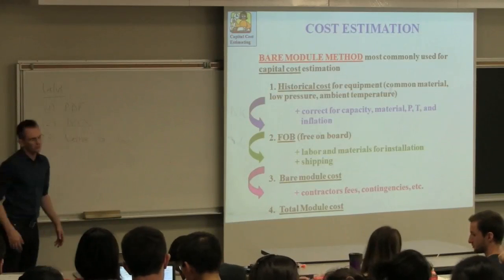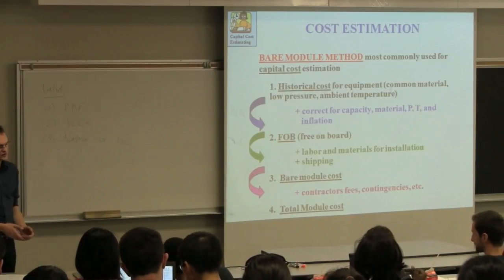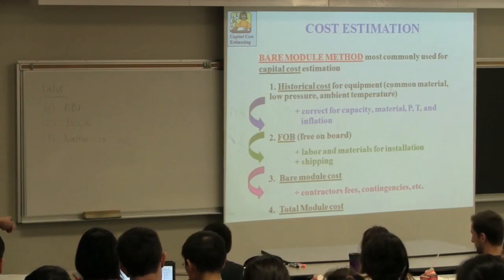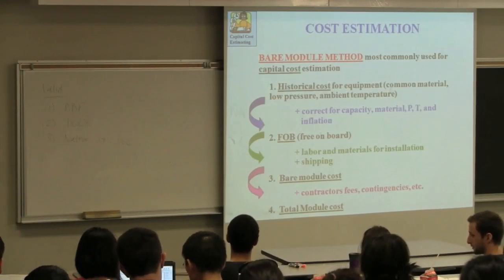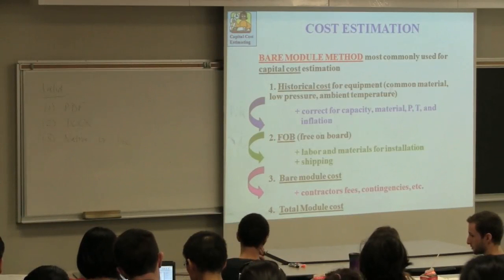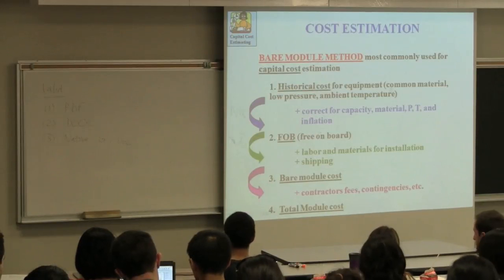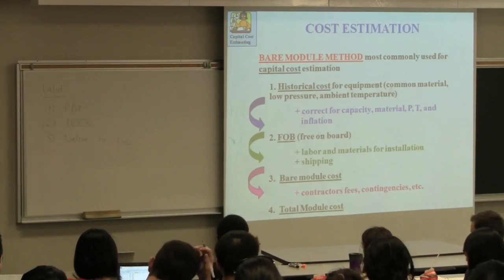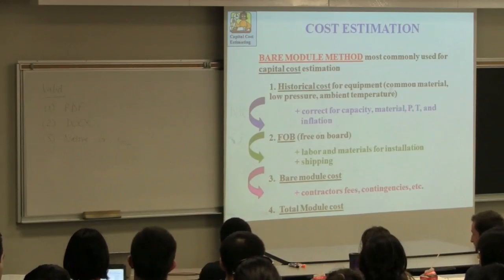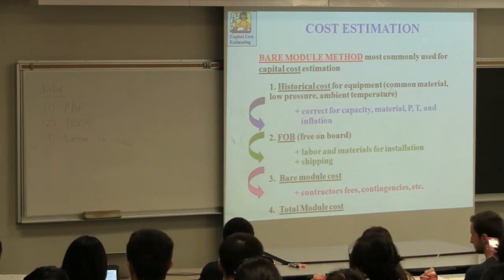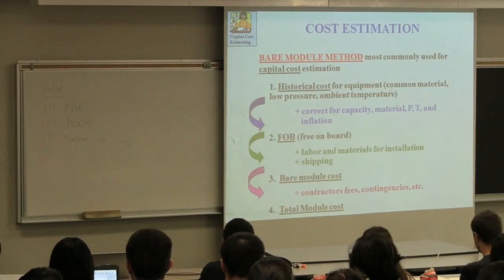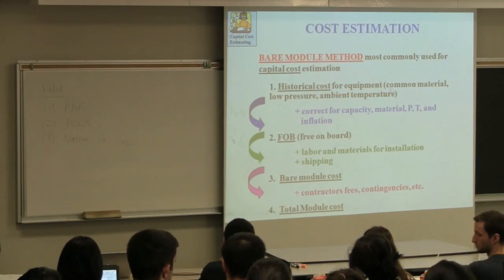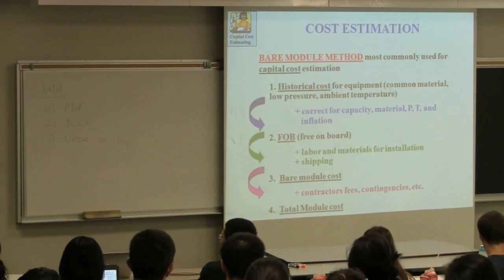Okay, the class from last time on Tuesday, we started to cover the bare module method as a way to estimate the prices of capital items. So today's class and the next two, three classes, we're going to look at this method. We'll also spend some time and wrap up the section by looking at estimating manufacturing costs. So these are raw materials and other costs that we have. But over at least the next 2-3 days, we'll be looking at capital items.